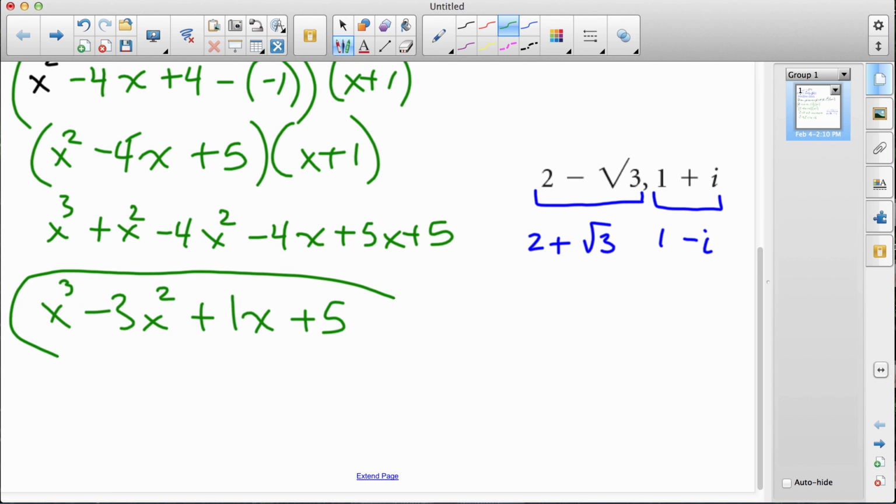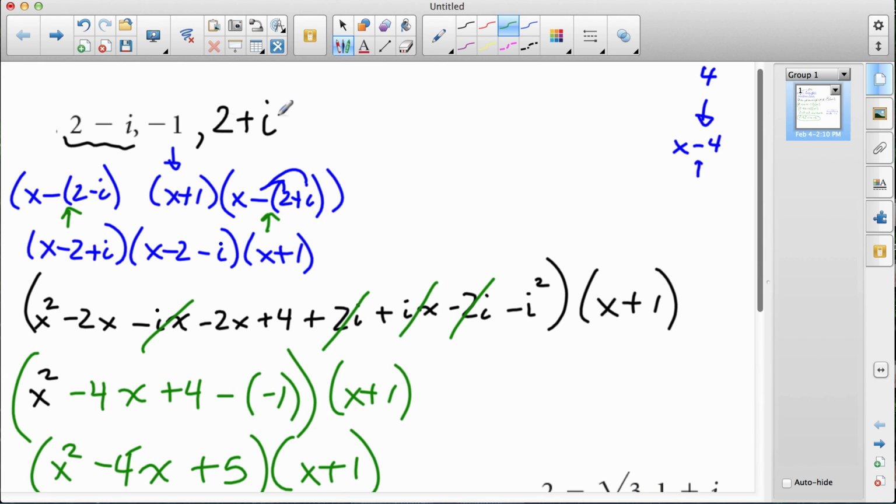So that would be the polynomial of lowest degree that has these three things as zeros. Okay, hopefully that helps you with that question.